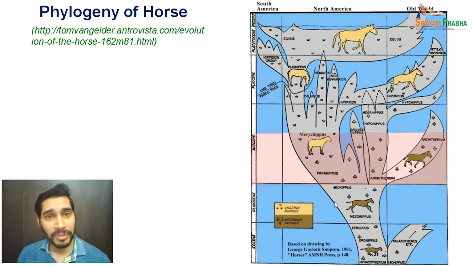Now, what is the difference between browsing and grazing ones? The browsing ones are basically showing herbivory. So they feed on soft vegetation and so on. Whereas the grazing ones feed mainly on grasses. So a layman's difference can be that grazers are basically grass eating, whereas browsers are non-grass eating.